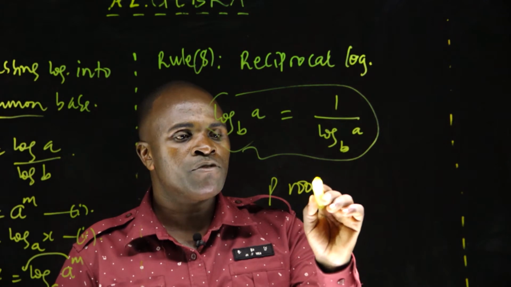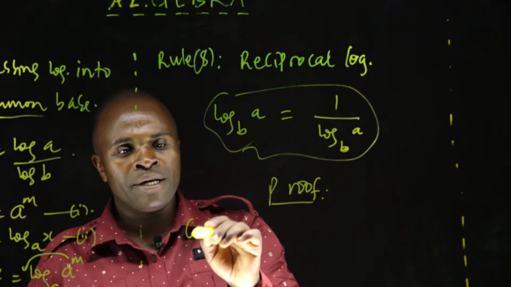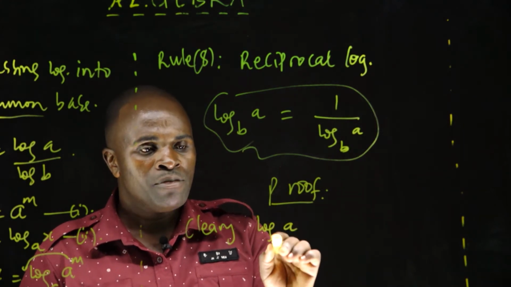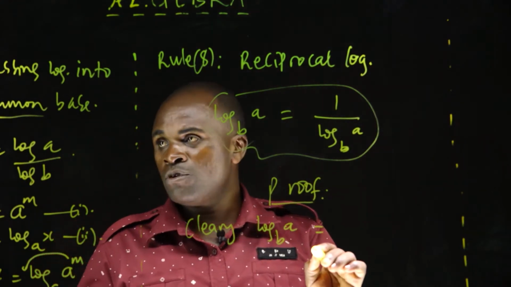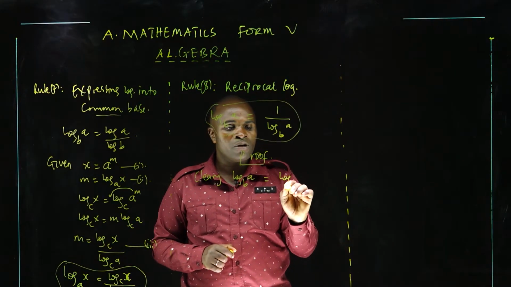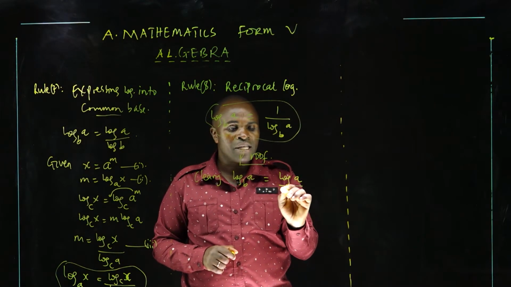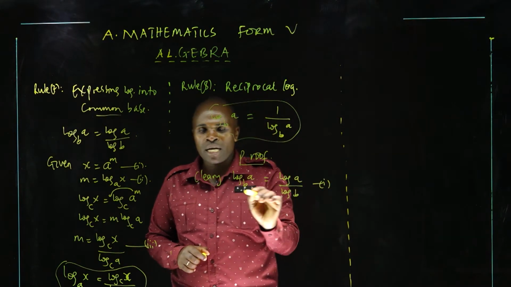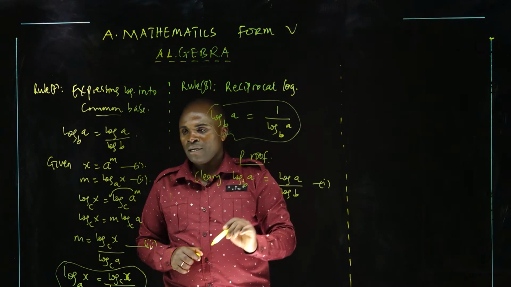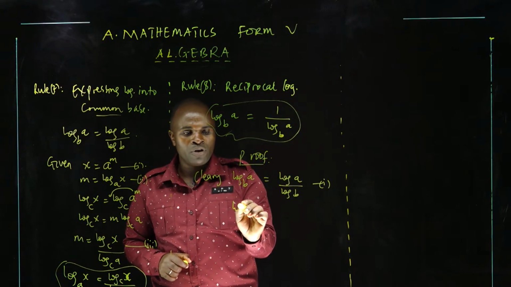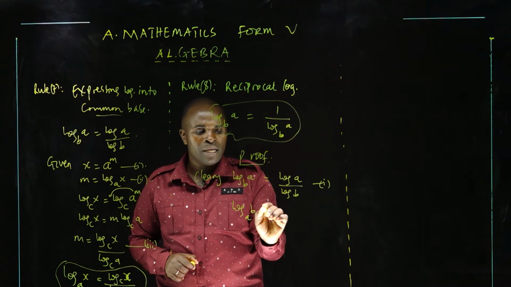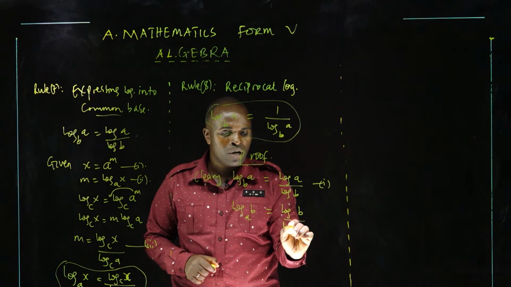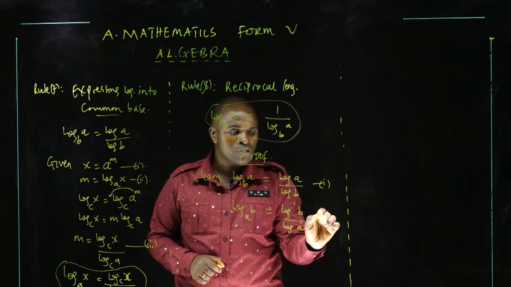Proof. Clearly, when you have log of A base B, we know from rule number 7 it is the same as log of A divided by log of B. Here we have expressed this logarithm using base 10. Again, now you have log of B base A. This will appear as log of B divided by log of A. Call this equation 2.